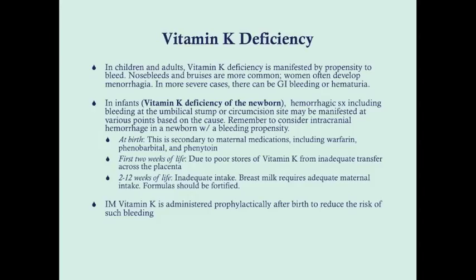So you don't see this that often, but what I want to stress is if there is some kind of bleeding problem in the baby, some of the ways that you can see it manifested is bleeding at the umbilical stump, which may point you towards that, or bleeding at the circumcision site. Now, usually when you see these bleeding disorders, you might be thinking more hemophilia, but it's always important to keep vitamin K deficiency in mind.